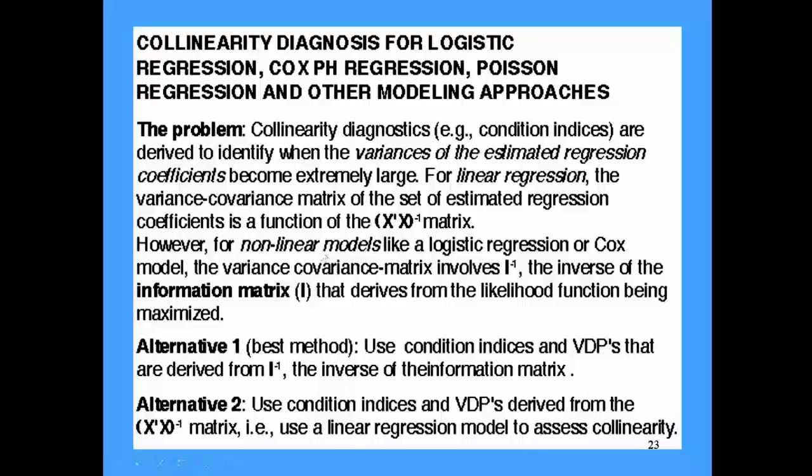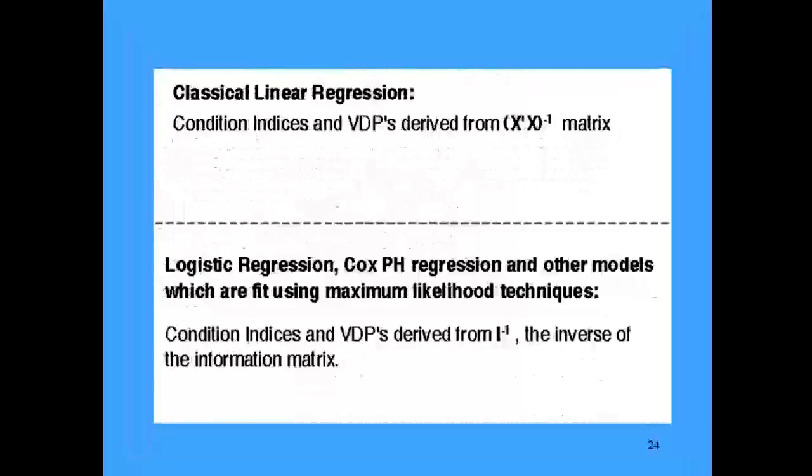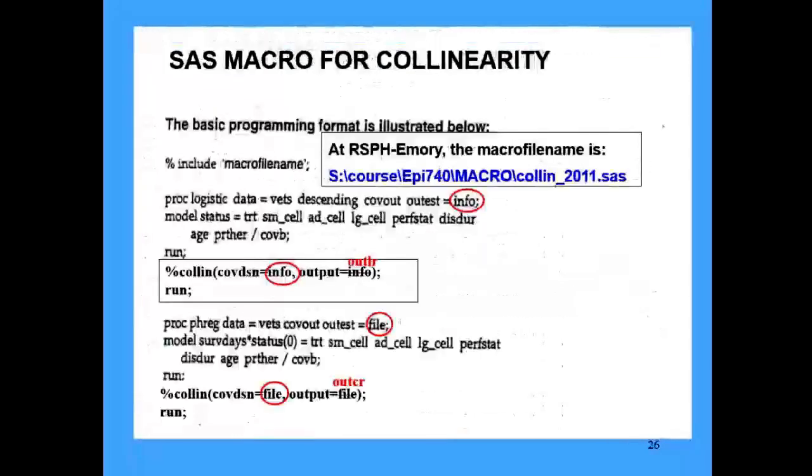So all it means is that if you're going to use logistic regression, you can't use a linear regression program, because it would be using the wrong variance formula to see when it blows up. What you want is the right formula, and the right formula is built into the macro. So let's look at the macro. We're right near the end of the class here.